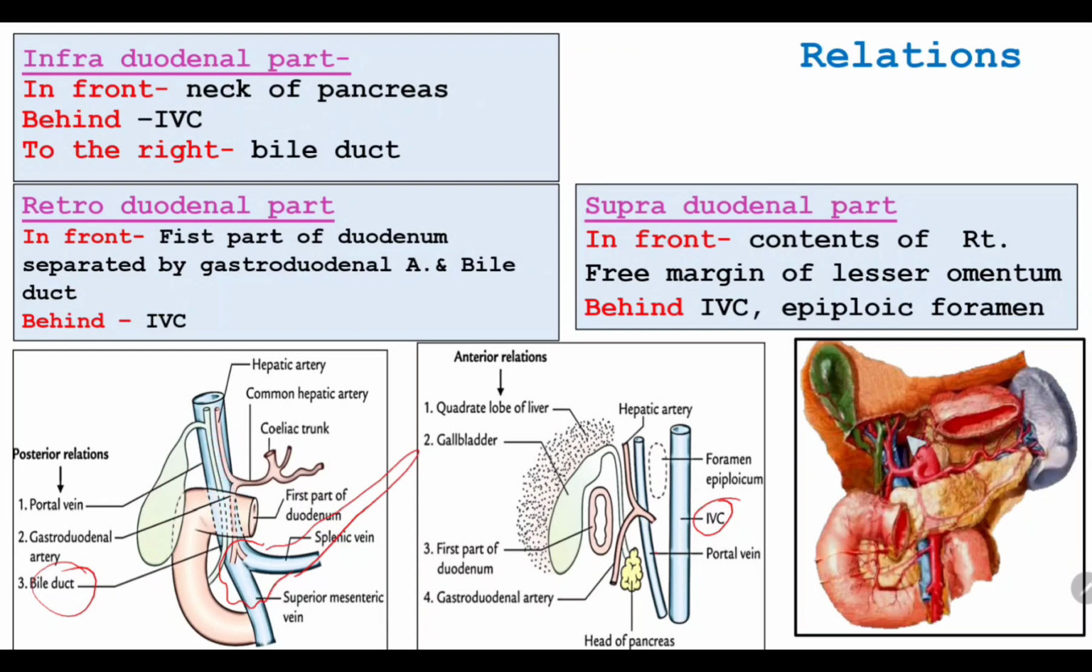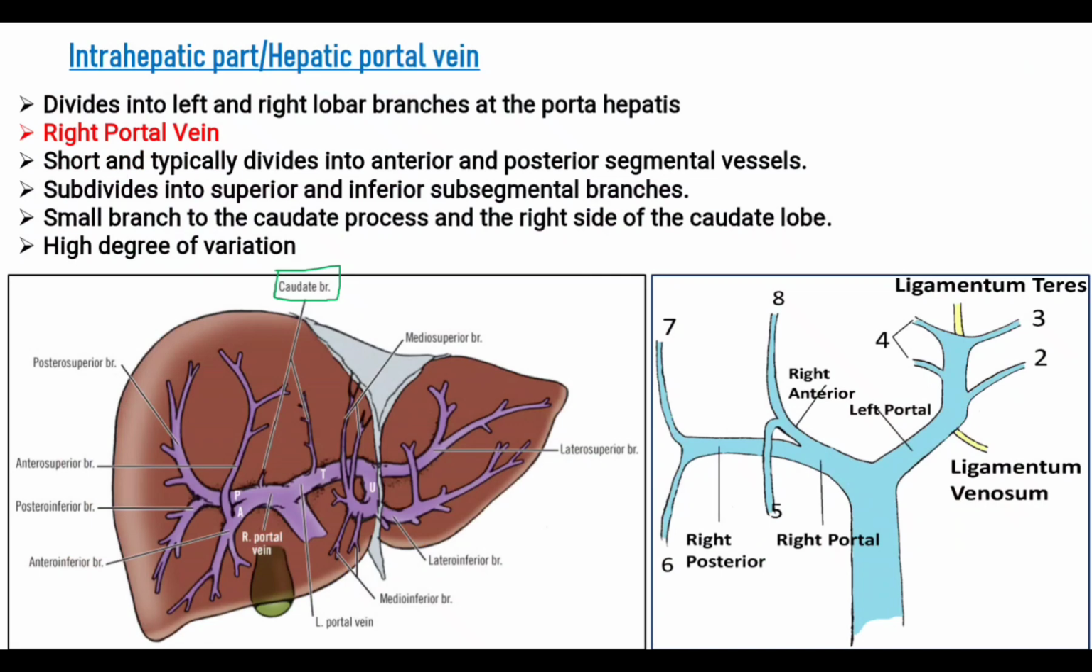Coming to the supraduodenal part, above the first part of the duodenum, the portal vein passes through the right free margin of the lesser omentum. Anteriorly we have the bile duct and the hepatic artery, and posteriorly we have the inferior vena cava and the epiploic foramen. That was the extrahepatic part.